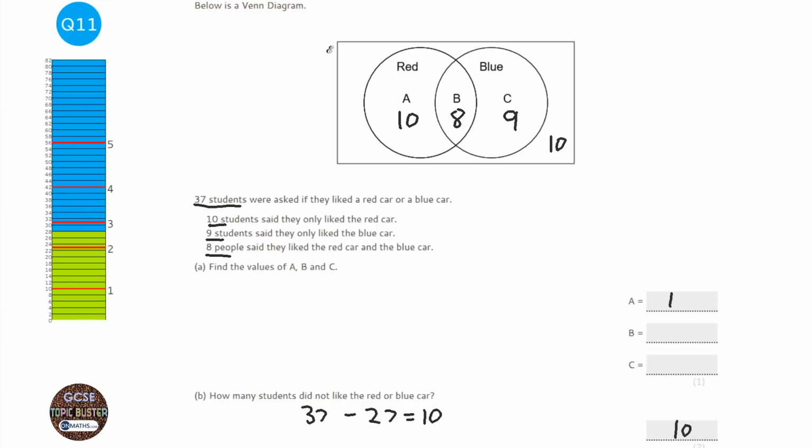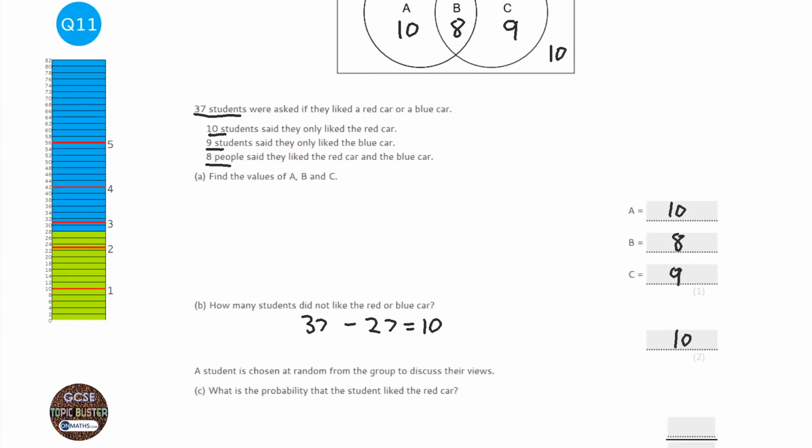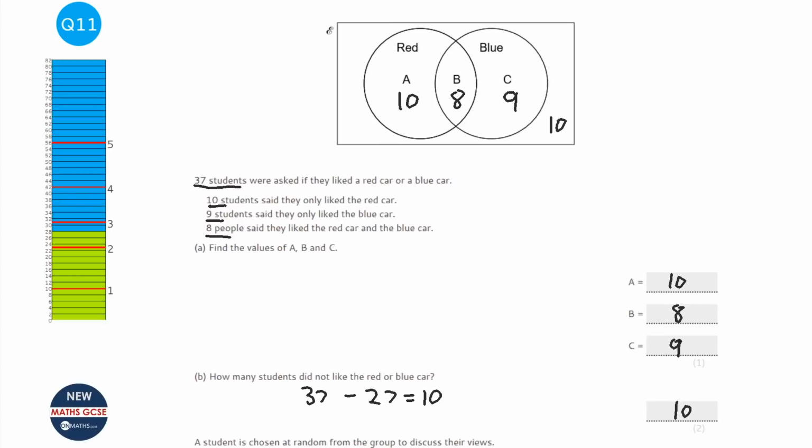So let's fill in my answers: 10, 8 and 9. Okay, it says a student is chosen at random to discuss their views. What's the probability the student liked the red car? Well, let's have a look.